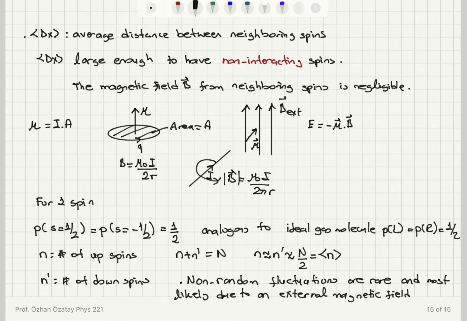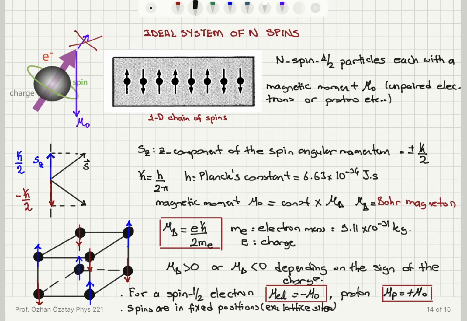Other than that, the probability of having this occur spontaneously is very, very small. So it's completely analogous to the case of having a system of n ideal gas molecules inside a container with an imaginary partition in the middle. Okay, so let's summarize what we have said here.